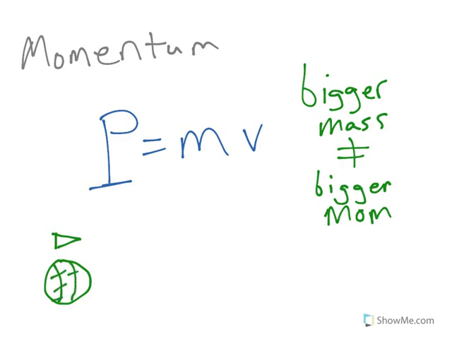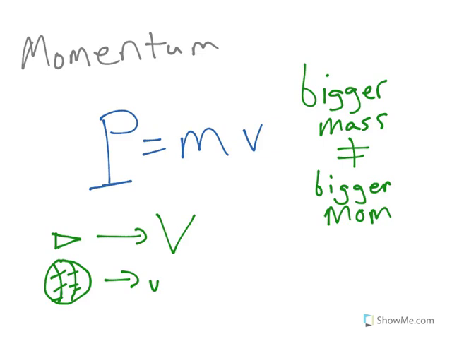If the bullet were traveling really fast and the baseball were traveling really slow, despite the fact that the baseball is way more massive, the bullet could have more velocity, a bigger V, and if the baseball has a really small V, then the baseball would have less momentum. All right? So those are some of the important things about momentum.